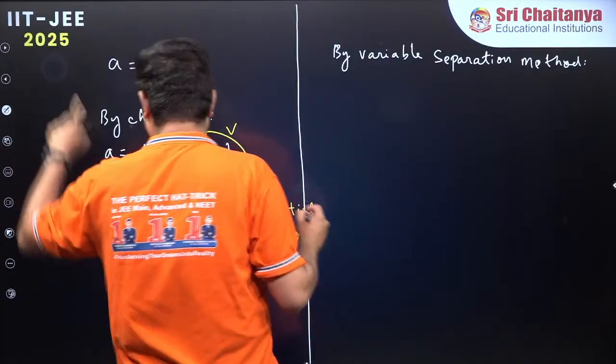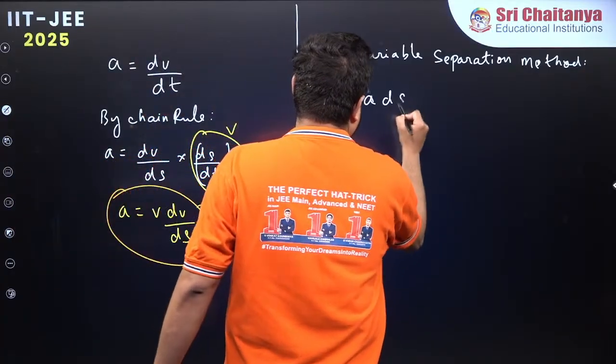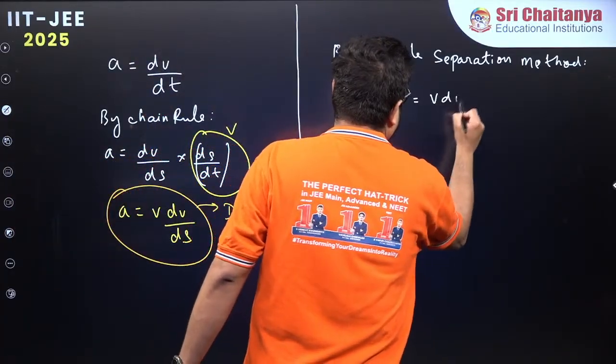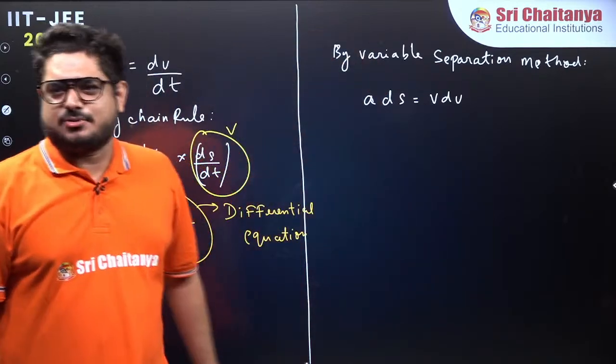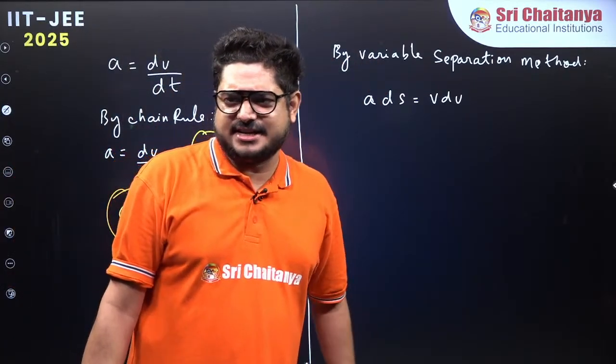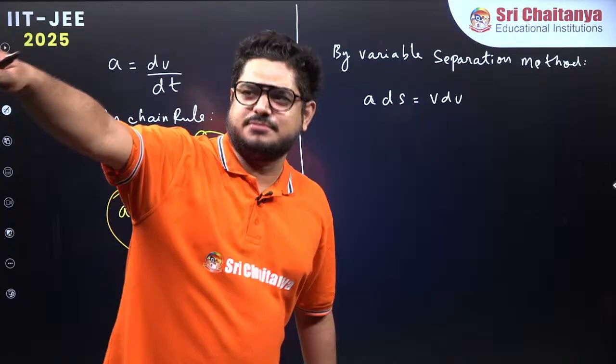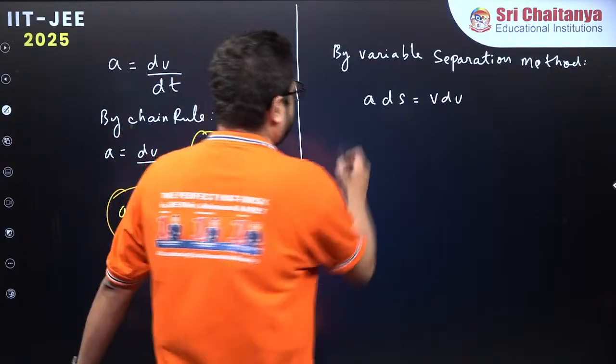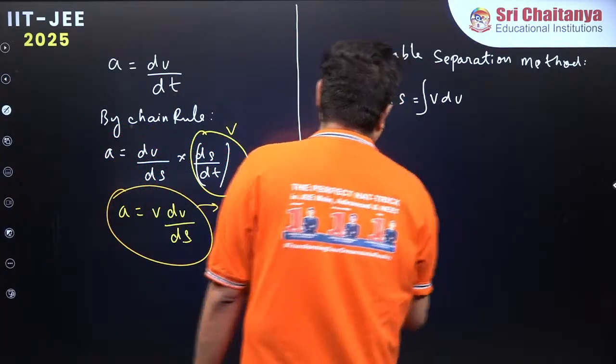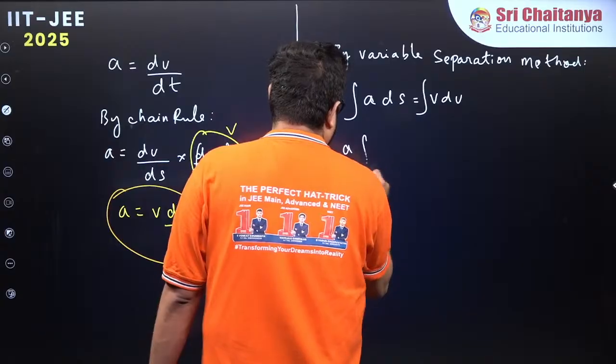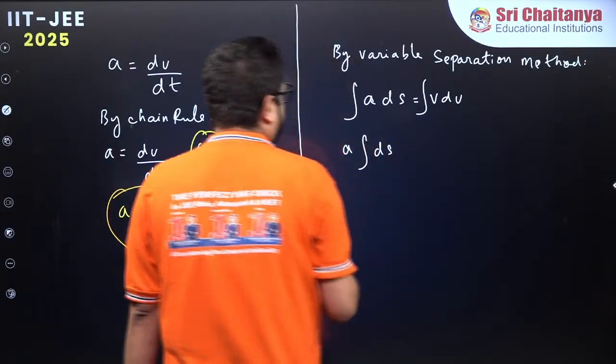Let's try to take it as a ds to the left is going to be equal to v dv. A ds is going to be equal to v dv, isn't it everyone? Yes or no? Give a thumbs up if you got this. So as a result, you need to integrate it on both the sides. Limits, a's constant can be taken outside. And obviously you need to put the limits.